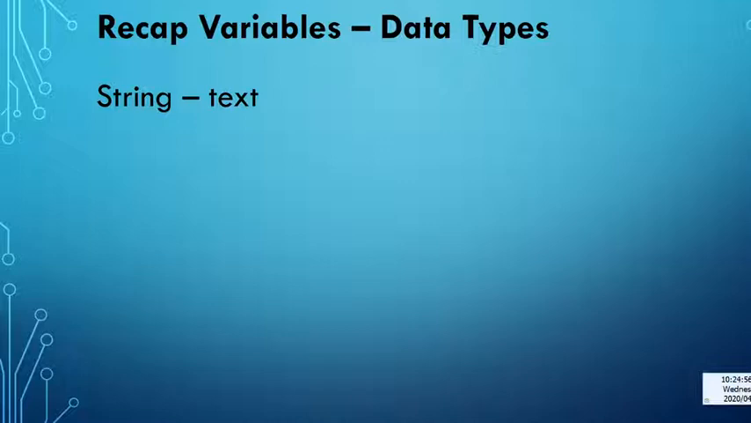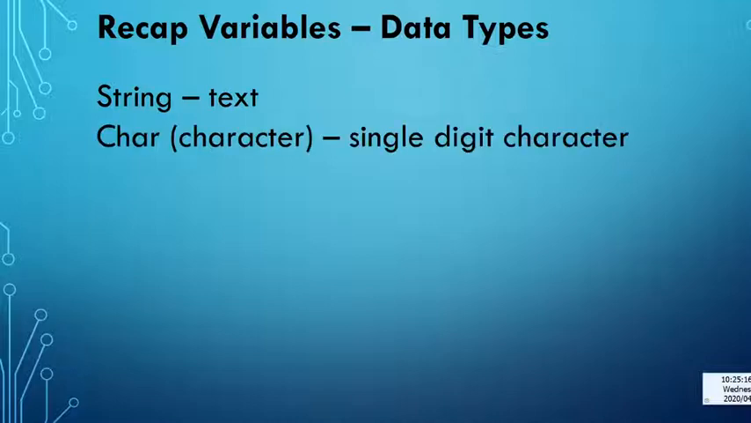The first one is string, which is text. So that text, even a number, can be displayed as text. So 12 could be text, but anything that we don't do calculations with is usually considered string or text. Then we have char, which is a single character. It can be a letter or a number, but it is 1 digit long.